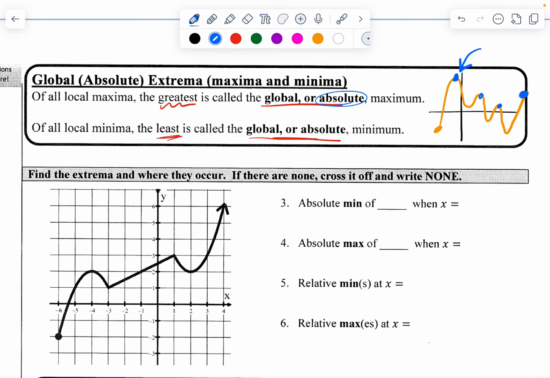So this one is the absolute maximum, and all of these are also relative maximums because they're the highest point in the region. Same thing goes for if we're looking for minimum. So I see a local minimum here, here, here, and here. Out of these local or relative minimums, the lowest one is right here. So we call this an absolute minimum.